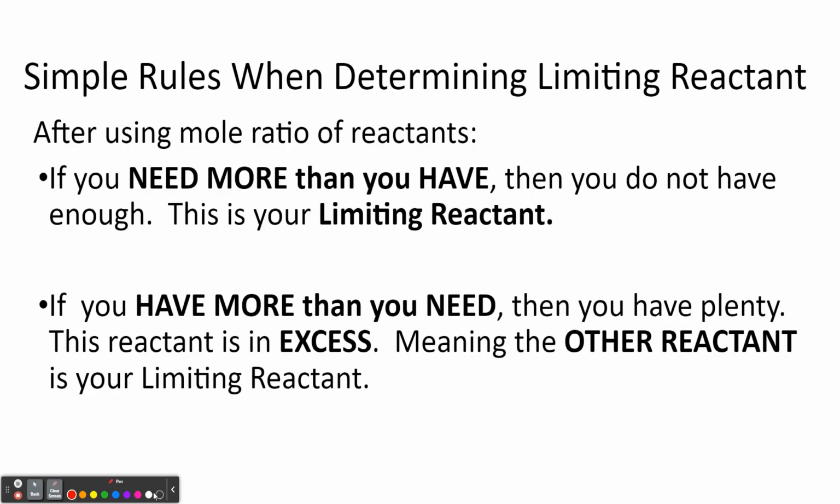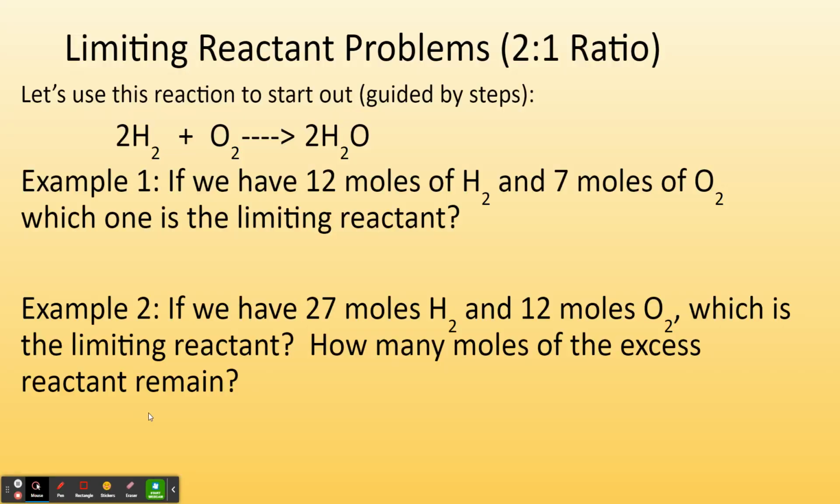Which one's going to be limiting? If you need more than you have, you've run out. That's going to be your limiting reactant. If you have more than you need, that's going to be your excess. So we can take an educated guess and say that the other is going to be our limiting reactant. That's really all this is. It's stoichiometry to compare two amounts. Let's do a couple more problems here. Pause the video. We'll go over these in just a second.